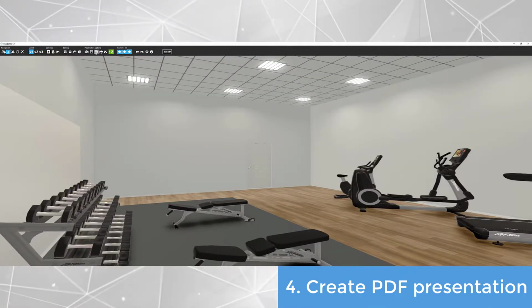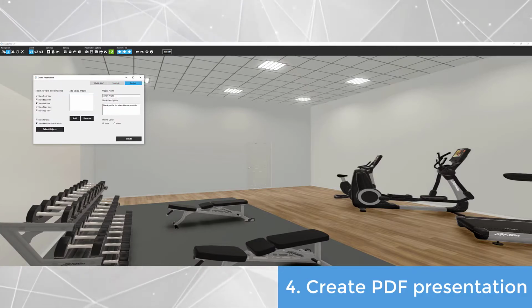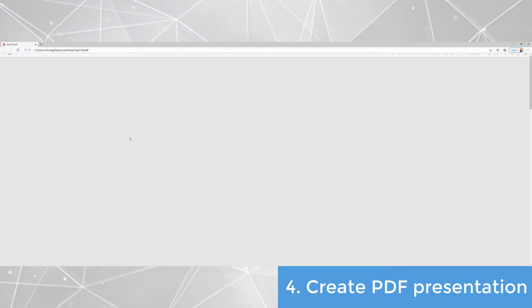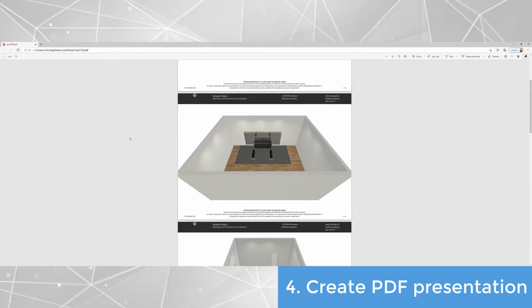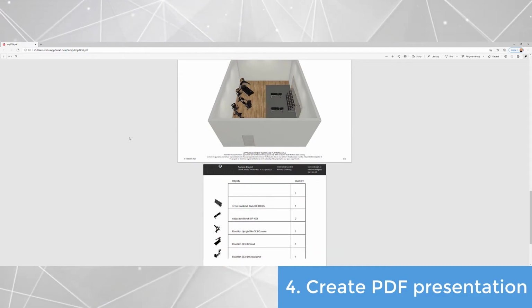One of the more hidden but great features in Ecdesign is the PDF presentation. Once you're ready with your floor plan, simply click on the PDF presentation button and then create an automatic PDF presentation. Ecdesign will shoot images from all the angles of the floor plan. You can add your own custom images, you can even have a part list and so on. You create a professional PDF in minutes or maybe even seconds.